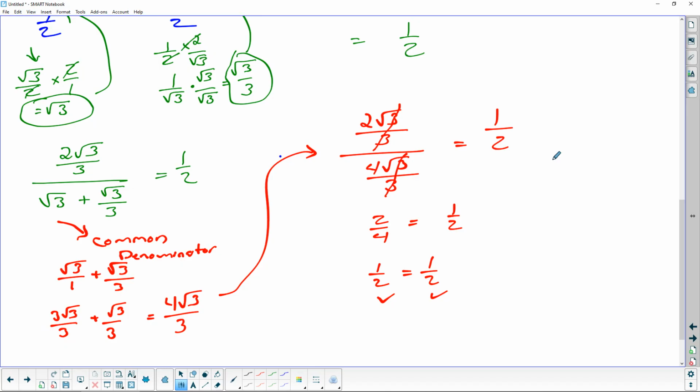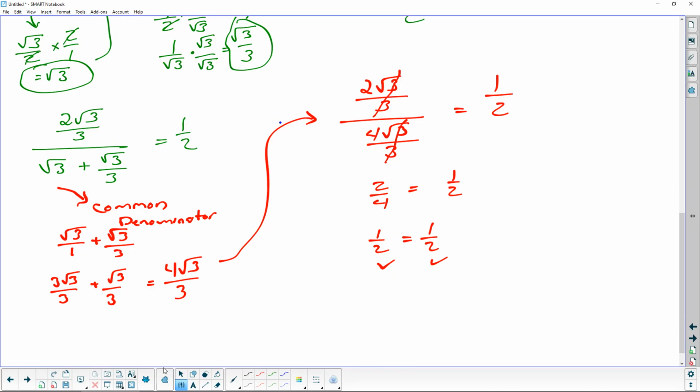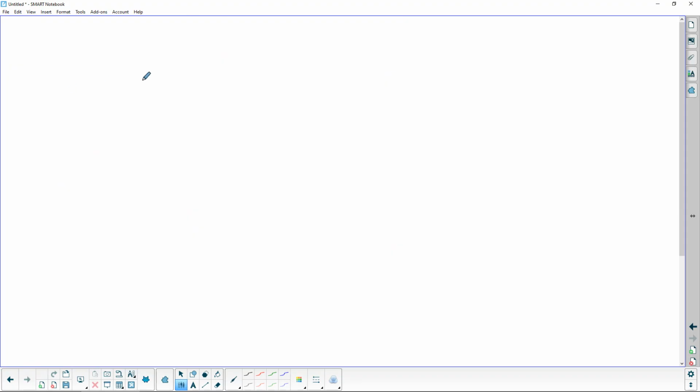So that was our first example. Let's do a second example of verifying. And then we'll do a proof, and then that'll be it for today. We'll do one more of these. Okay, we'll do a simpler one. Let's flip over here. Let's do 1 plus tan squared x equals secant squared x.